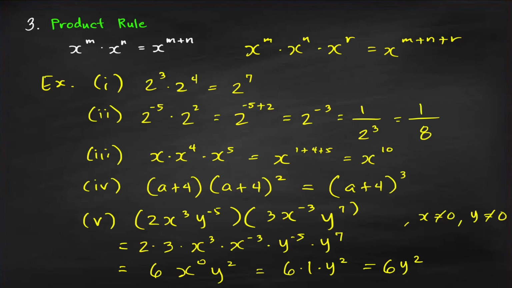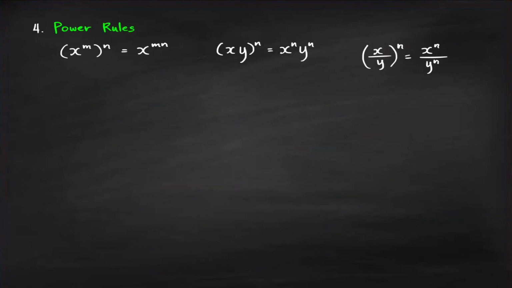Now let us move to the power rules. The first power rule is actually called the power to a power rule. So when a base x is raised to two exponents, so x raised to m and then raised to n, we just copy the base x and multiply the exponents, m times n.